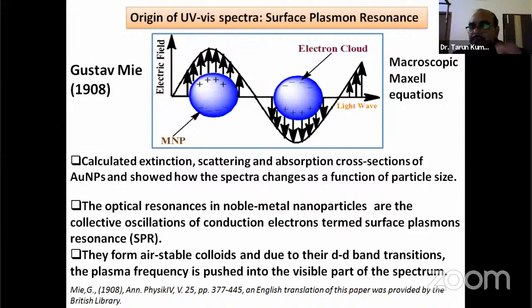And due to this surface plasmon resonance, silver, gold, copper, iron also, especially silver and gold, you can get their absorption peak in the UV-visible range. So what is surface plasmon? It is not like the simple UV spectrum.